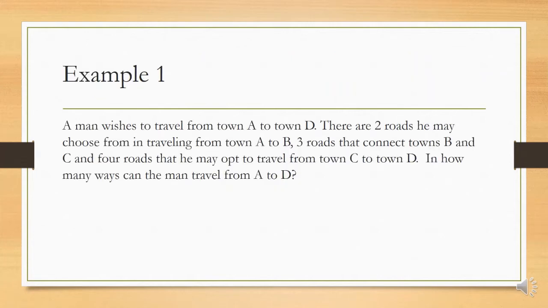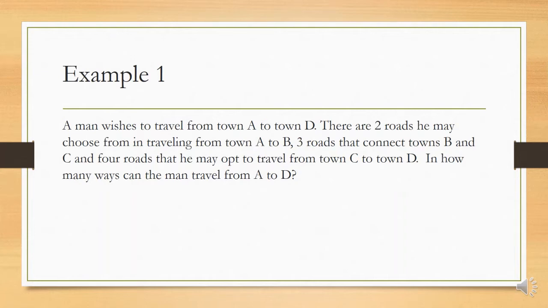Let's take the example on the slide. A man wishes to travel from town A to D. There are 2 roads he may choose from in traveling from A to B, 3 roads that connect towns B and C, and 4 roads that he may opt to travel from town C to town D. In how many ways can the man travel from A to D?